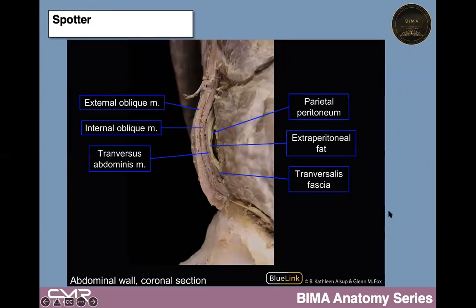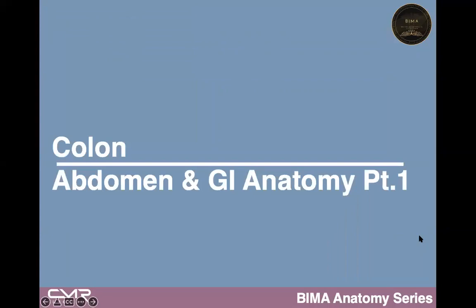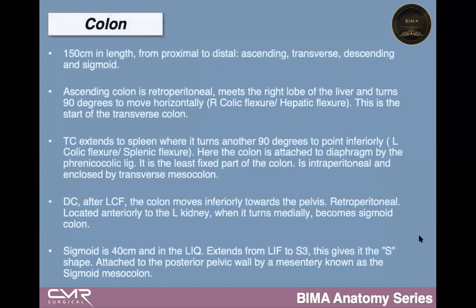Yeah, let's move on to the last section, which will be the colon. So the colon is 150 centimeters in length. It's not as big as the small bowel, but once again, it's quite sizable. And from the proximal aspect to the distal aspect, you have the ascending, transverse, descending, and the sigmoid colon.